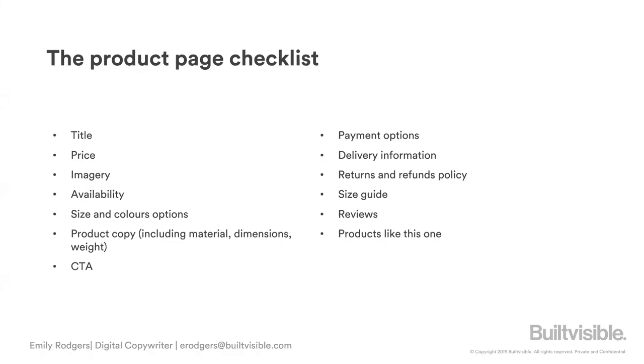Okay, so the product page checklist. These are essentially the core elements that customers expect to see on a product page. If any of these elements are missing, it may affect your conversion. So in this webinar, we're just going to be focusing on the title, availability, product copy, CTA, and reviews. If you are a copywriter, these are the only things that you'll need to focus on to maximize your conversion.